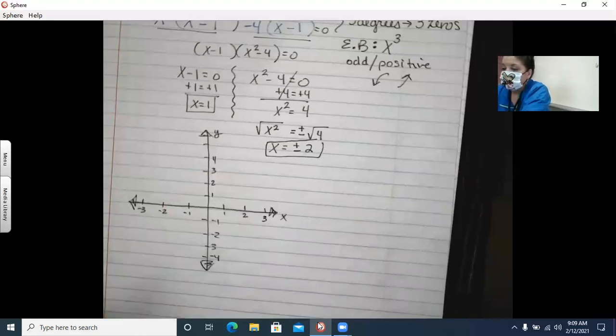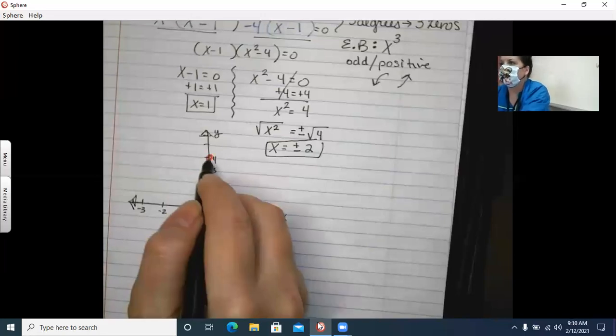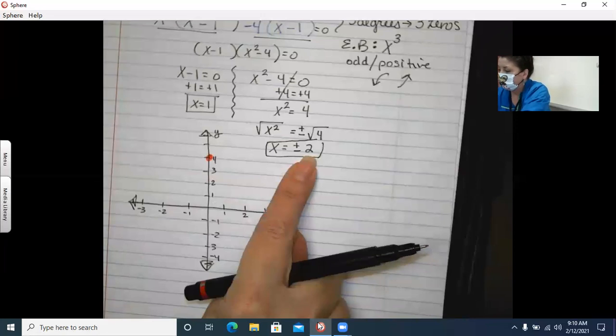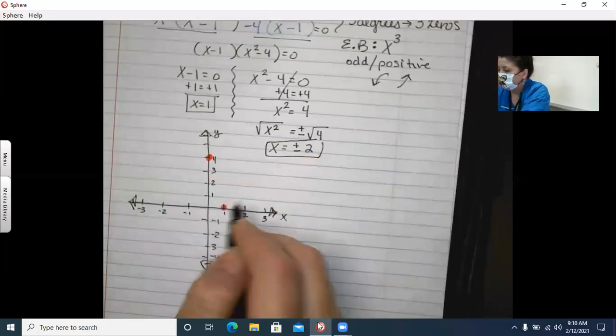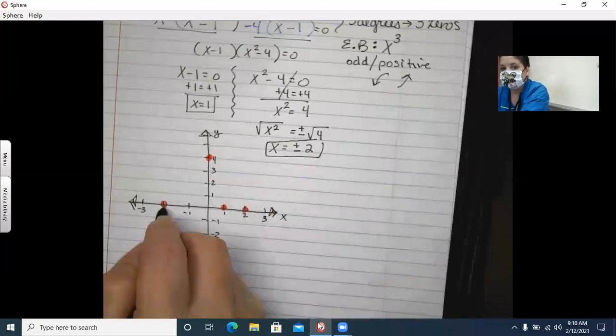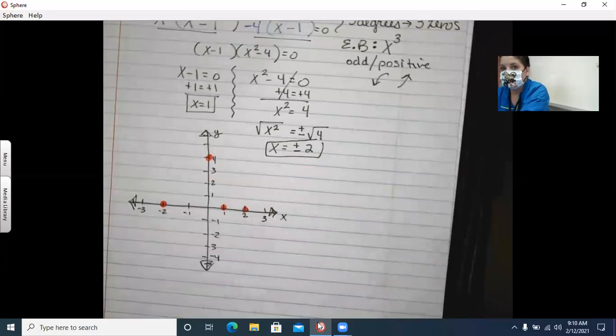My y-intercept was 4. Did I get that by solving something? Your y-intercept? No, that was the constant, right? We didn't have to do any math to find the y-intercept. We did the math to find the x-intercepts. So let's plot those. X is equal to positive 1. X is equal to positive 2. And x is equal to negative 2. Everybody cool so far?